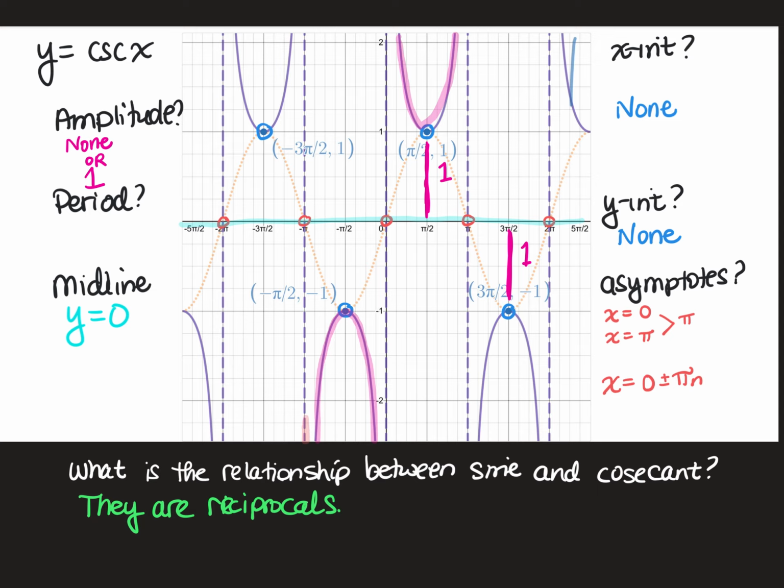Now, to mark the beginning and end of the period, I could mark the beginning of the period with green, let me get a green color here, at my asymptote, right? That's the beginning of the period, this asymptote. And then the end of this period would be here at this other asymptote. Now, if I look at how far apart those two things are, I go from negative pi to positive pi. That's a total length of 2 pi.